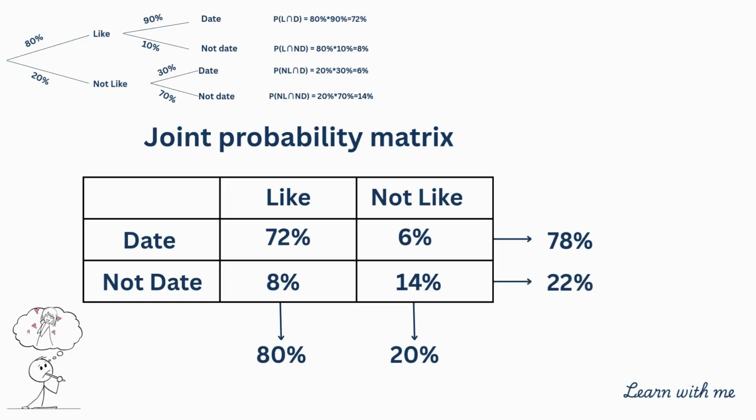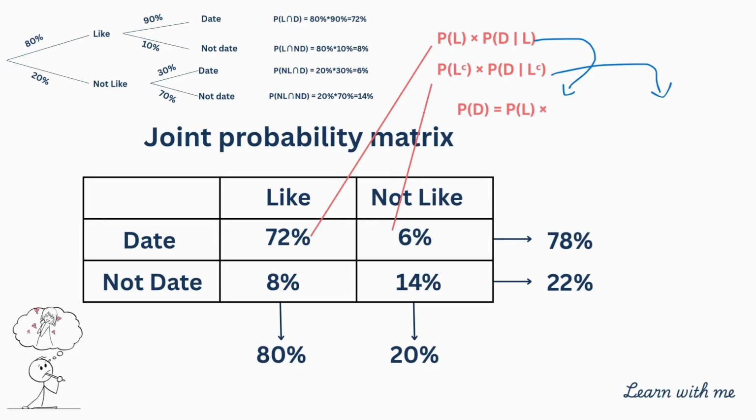So now, if we look at both the tree and the matrix together, we see the probability of date. From the matrix, we already know it's 78%, which comes from 72 plus 6. And we could see, 72 is the result of probability of like times probability of date given like, and 6 is probability of not like times probability of date given not like. So we can write it like this.